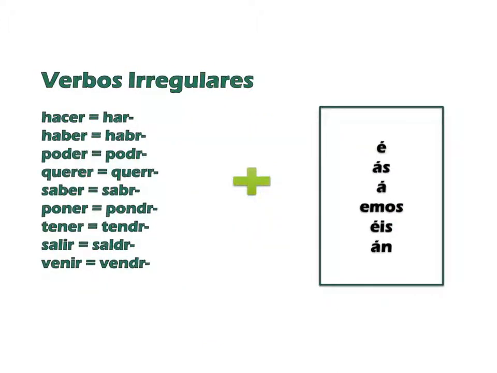Now, there are many irregular verbs in the future in Spanish. These are some of the most common, like hacer, haber, poder. Okay, in the case of poder, you conjugate it like podré, podrás, podrá. In the case of salir, you will conjugate it saldré, saldrás, saldrá.